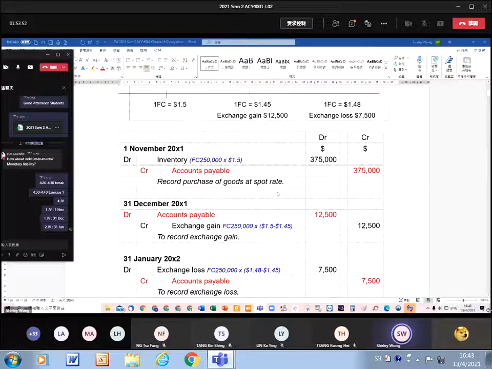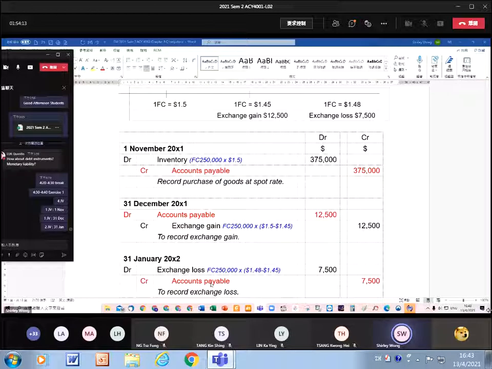And later on the settlement day, you will calculate on that date, the exchange rate increases a little bit. Now it is not in your favor. You need to pay 1.48 in order to settle $1 of the FC. Therefore, there is a depreciation in the exchange rate. Therefore, you will suffer a loss. Finally, you will debit exchange loss and then credit accounts payable.